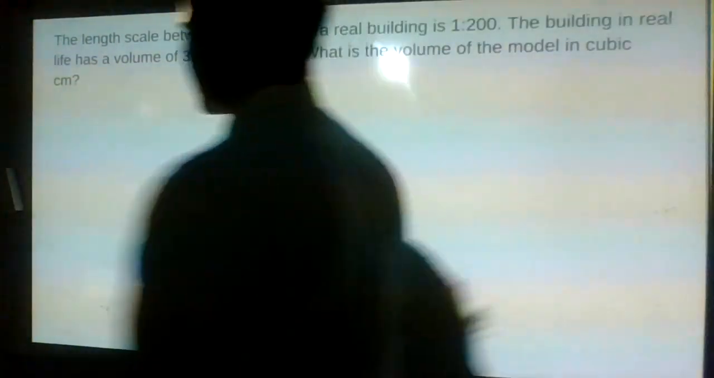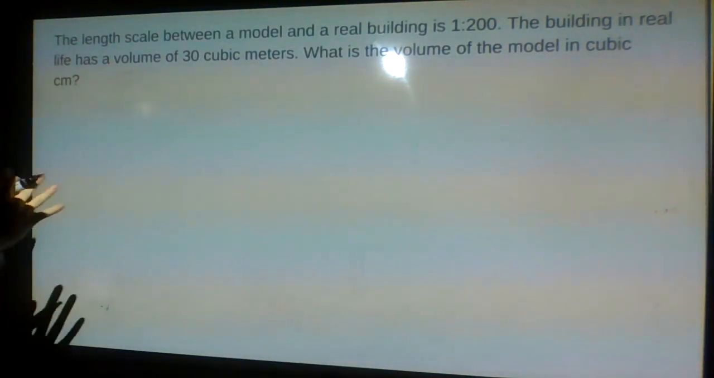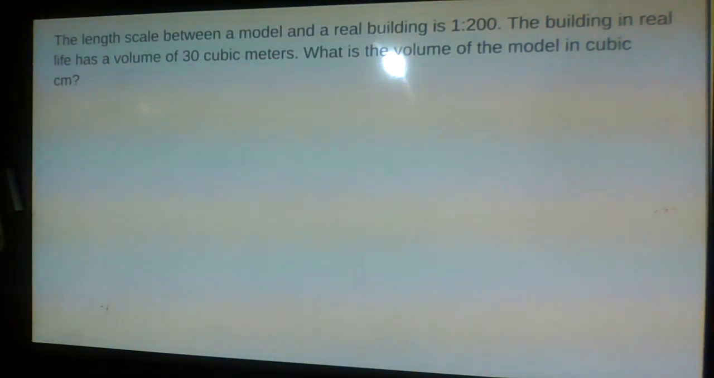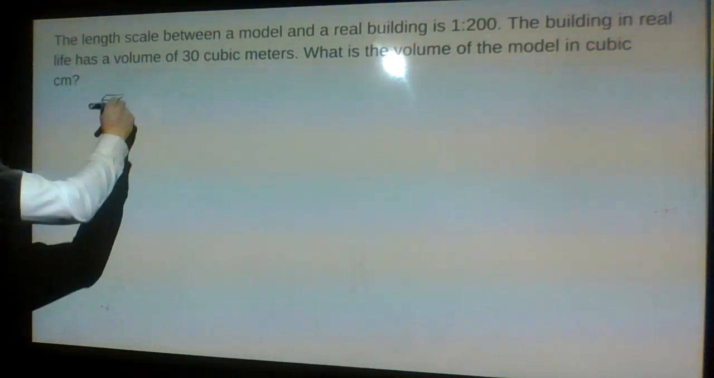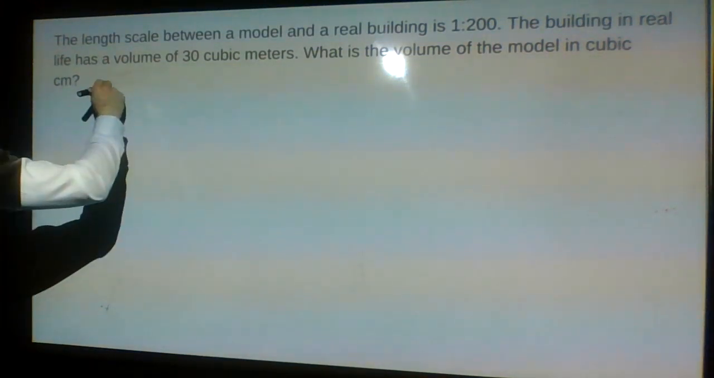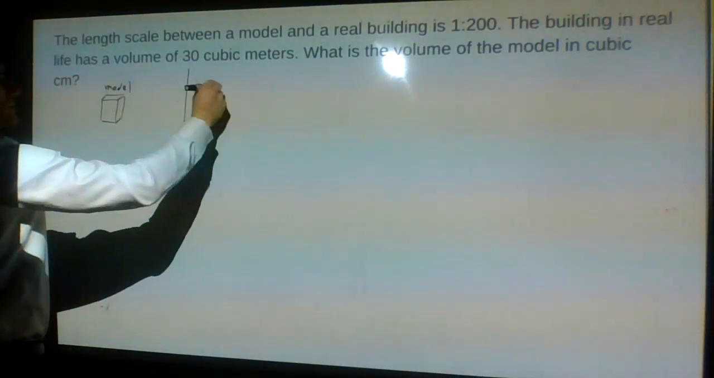And I haven't checked to make sure these numbers will work out really nicely, but it doesn't matter because we can still solve this even if we're going to have lots of decimals and even if it doesn't work out really well for us. But the first thing I want to do is give myself a visual and summarize the information. So this is the model, and then we've got the building in real life.